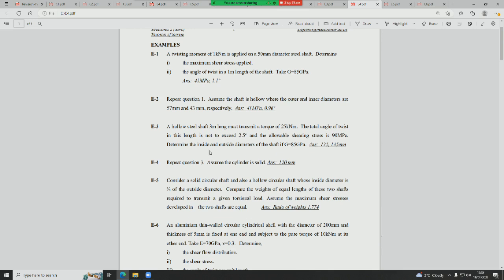So they are usually not included in design because when the section is open, it hardly has any strength or stiffness.